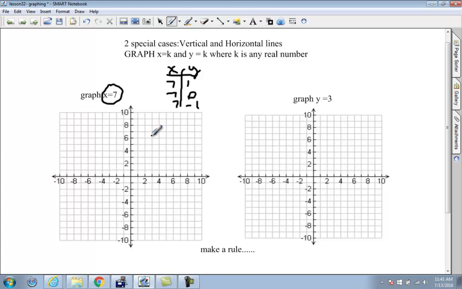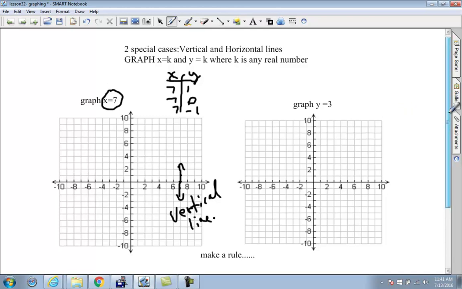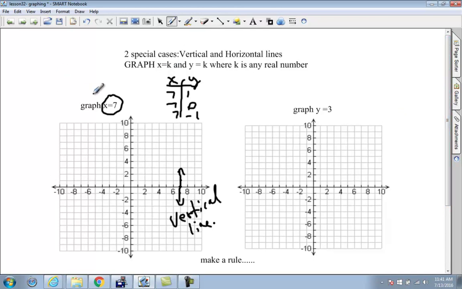And what happens when you graph those points? Well, okay, 7, 1, 7, 0, 7, negative 1. Hey, gee, I'm noticing that they are forming a vertical line. And you might want to commit that to heart. So if you have x equals a constant, it's vertical.